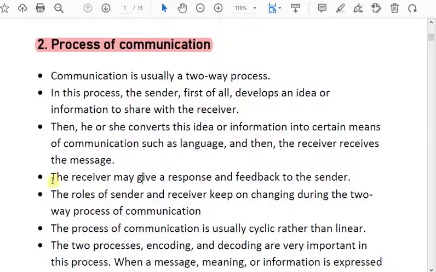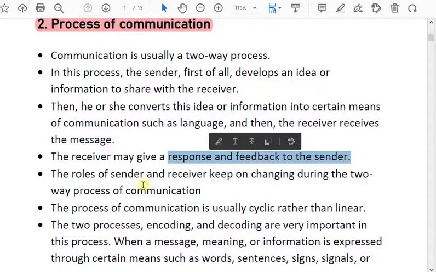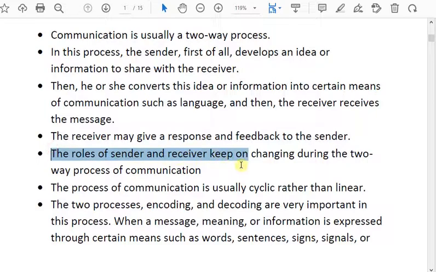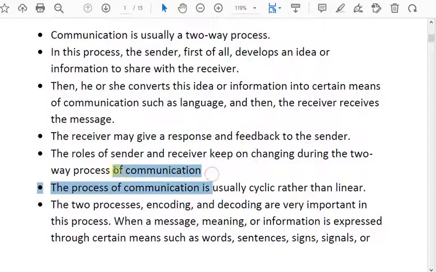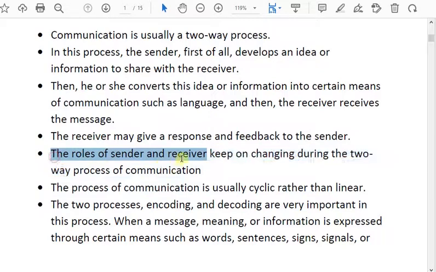Okay, so the receiver may give a response and feedback to the sender if the message is clear, or if the message is not clear. In both situations, the receiver may provide the sender with feedback and response. Clear. The roles of sender and receiver keep on changing during the two-way communication process. Okay, two-way process of communication. For example, A talks, B listens, B talks, and A listens. So this is role changing.